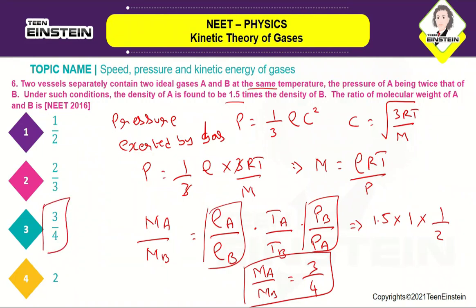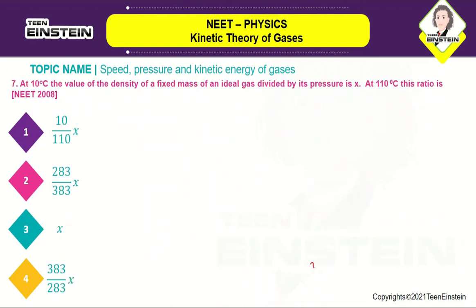So it is also a simple problem only. Just you are finding out an equation for the molecular weight, and you are taking the ratio of the two ideal gases A and B, MA by MB, and we are finding out with the variations in the resistivity, variations in the density, temperature and pressure. Okay, so let us move on to the next question.